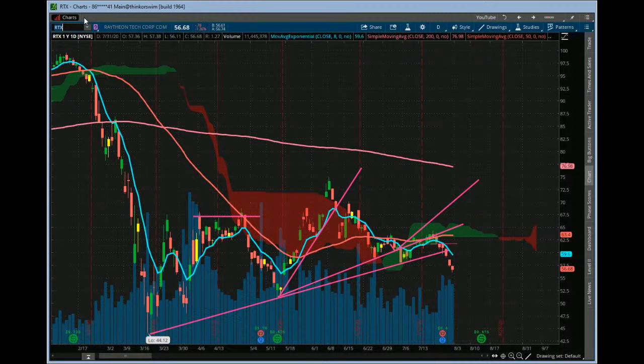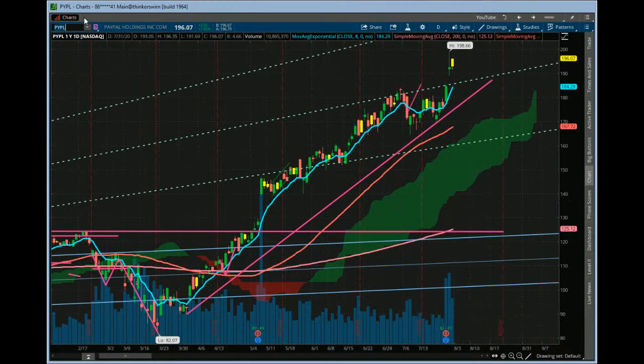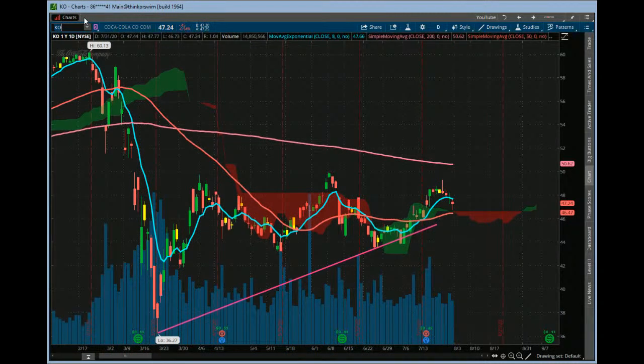Woo! RTX really pulling down a lot off of that. Again, it doesn't help that Boeing's been pulling down too, just kind of bringing down that sector. And PayPal, inside day. It was fun at earnings, but other than that, not much going on right there. It's kind of doing its regular PayPal thing.